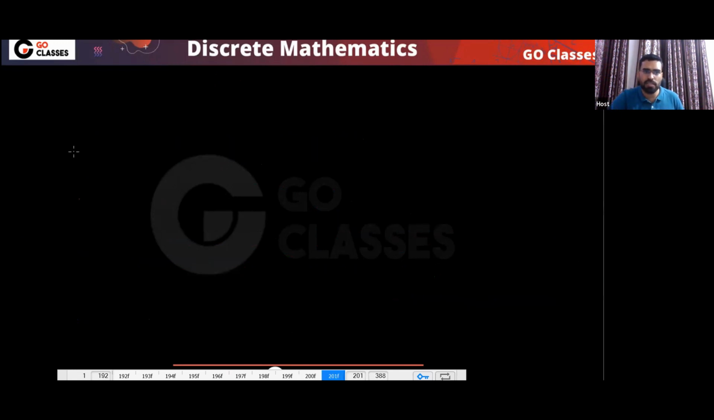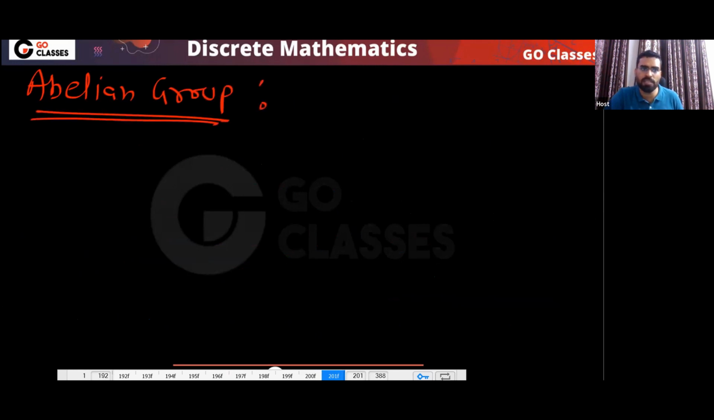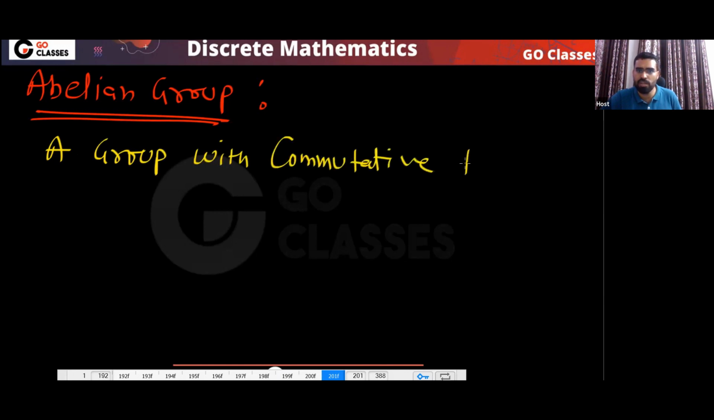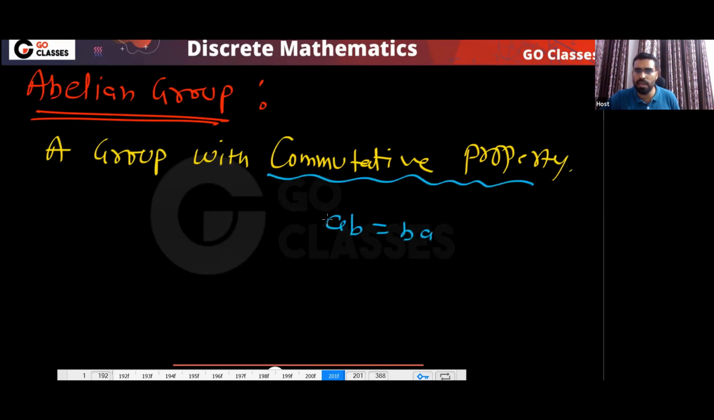Tell me, if you want to say that a group is abelian, what do you need to do? What is the definition you know for abelian group? Abelian group means a group with commutative property. And what is commutative property? Commutative property means AB equal to BA for all A, B.